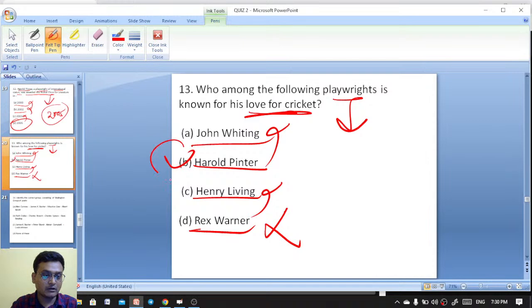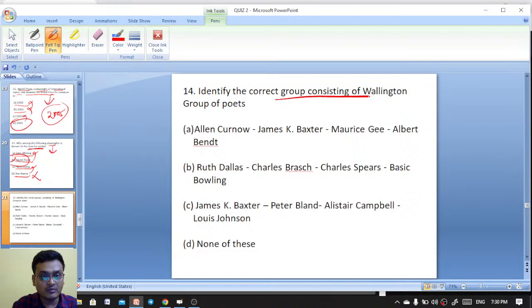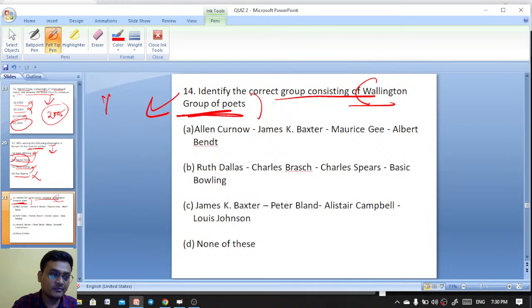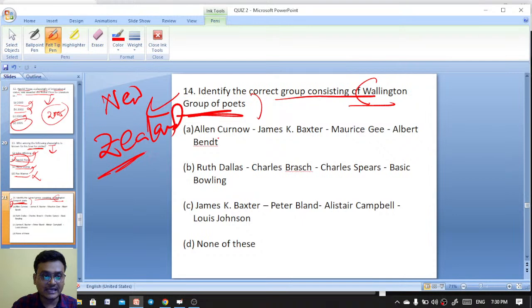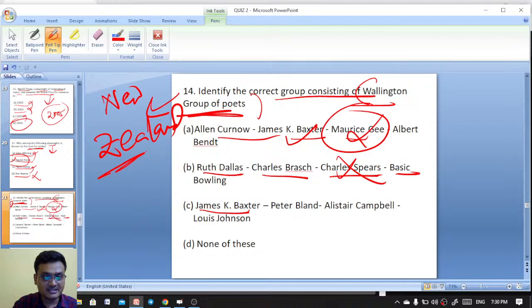Next question. Identify the correct group consisting of the Wellington group of poets. That is from New Zealand. Alan Curnow, James K. Baxter, Maurice Gee. Maurice Gee is not there, but James K. Baxter was there. Then Ruth Dallas, Charles Brasch, Charles Spear, Basil Dowling. No. James K. Baxter was there. Peter Bland was there. Alistair Campbell was there. Louis Johnson was the first. So here C is the answer: Baxter, Peter Bland, Alistair Campbell, Louis Johnson.